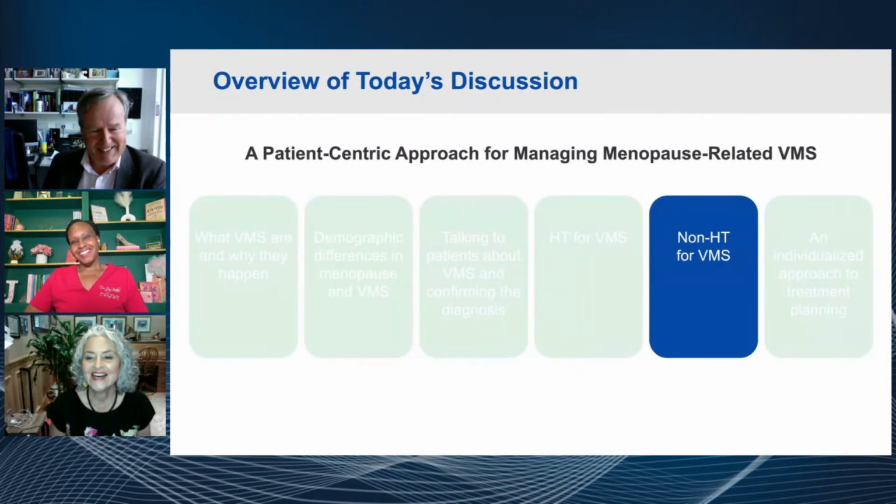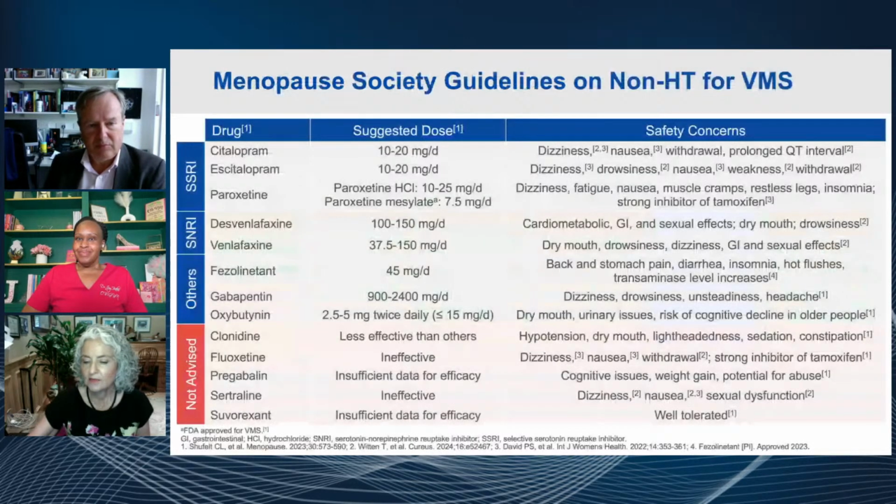Feel free. So I want to spend the last couple of minutes talking about non-hormone therapy for vasomotor symptoms, because we do have some other options. This is a very busy slide that has all of the non-hormones that we know of. One is highly specific and has been FDA approved, fezolinetant. The other is in the SSRI antidepressant class, paroxetine mesylate, which is FDA approved.